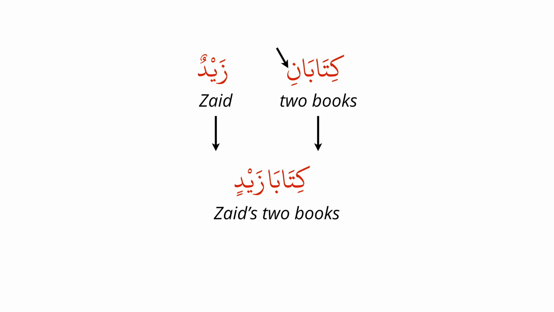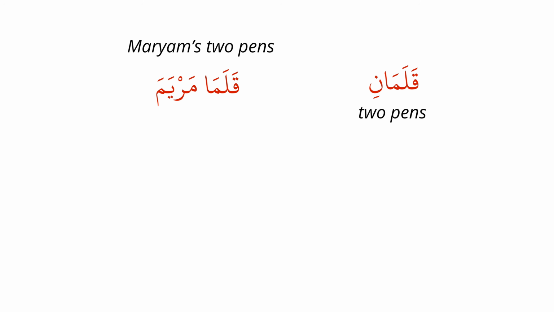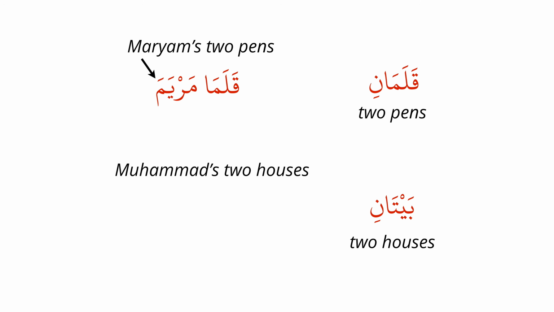Taking another example, qalamani meaning two pens. If I have to say Maryam's two pens, I will say qalama Maryama, where the noun Maryam is majroor, indicated by fathah because it's a diptote. Another example, baytani meaning two houses, and if I have to say Muhammad's two houses, I'll drop the letter noon in the noun baytani and I'll say bayta Muhammadin.